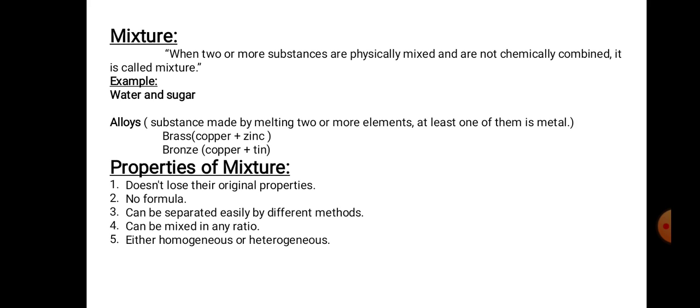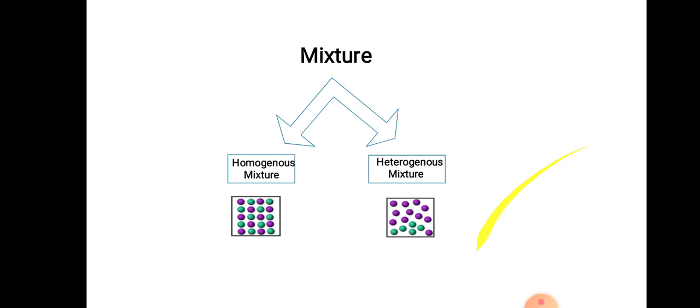Now comes to the properties of mixture. The substances which are physically mixed together do not lose their original properties. Mixture does not have any formula. They can be separated easily by different methods. Mixtures can be mixed in any ratio. Mixture is either homogeneous or heterogeneous.